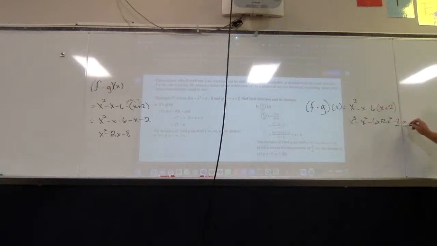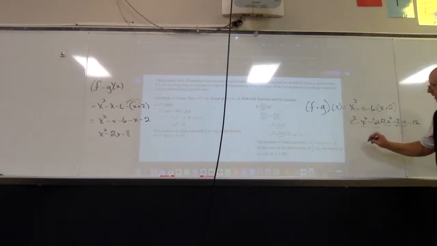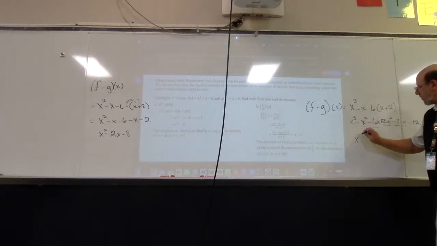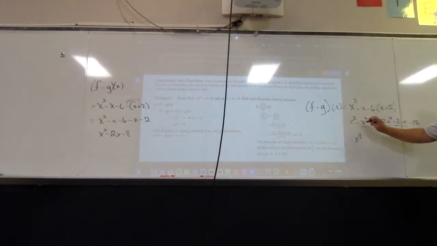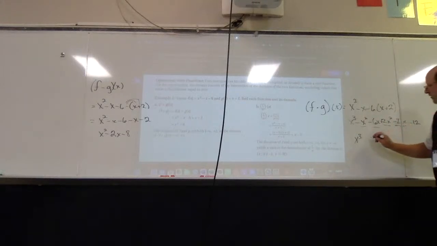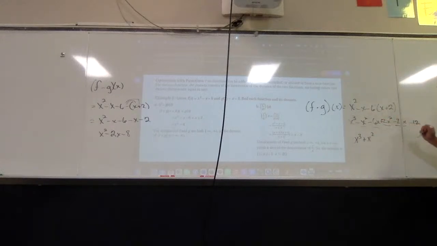We have x terms, and we have x squared terms, right? And we're going to put them together. So x cubed, only one of those. Negative x, positive 2x, gives me positive x squared. Negative 6x, negative 2x, negative 8x. And lastly, minus 12. Good? Shouldn't be any trouble with that, right?